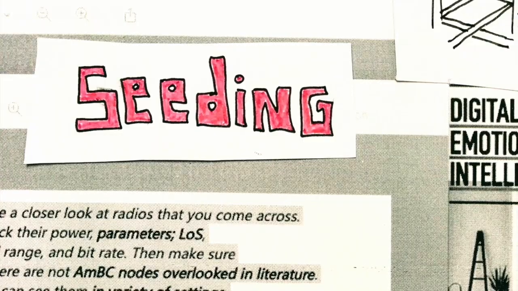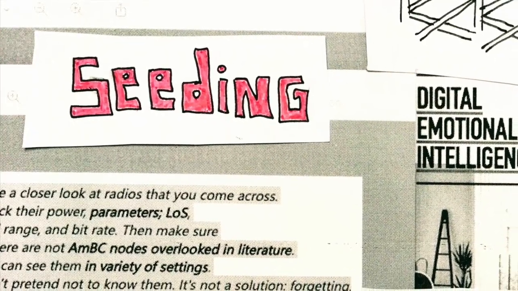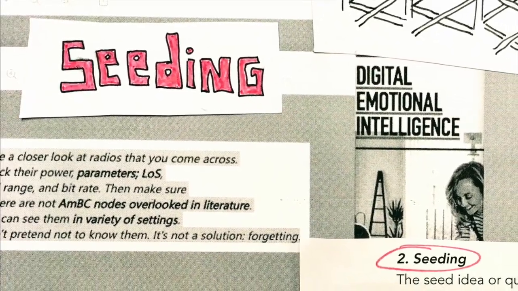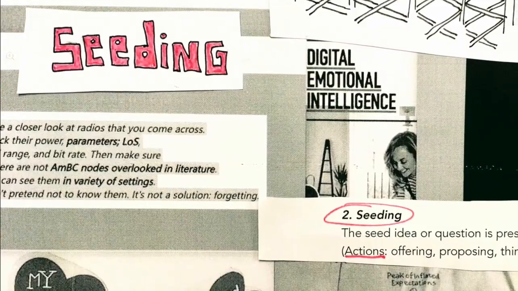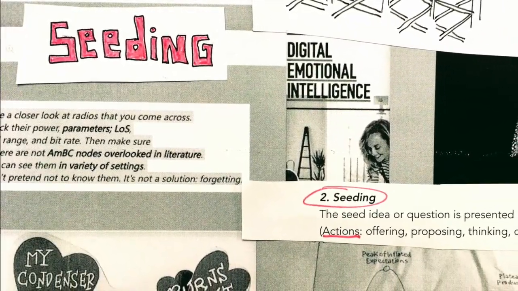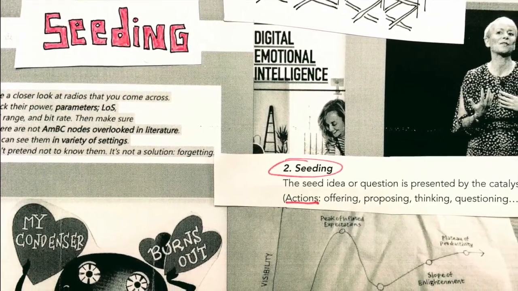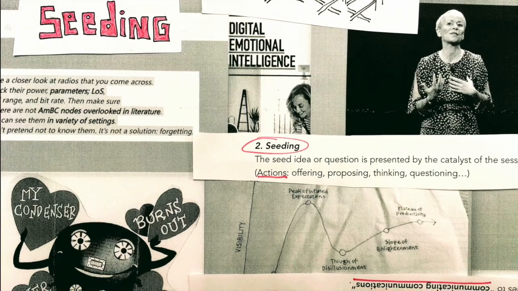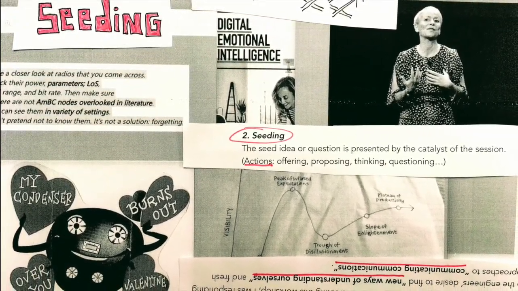The second phase is seeding. So this is where the seed idea or question or provocation is presented by the catalyst of the session. So the main actions here would be offering, proposing, thinking, questioning on the part of the catalyst. And then the rest of the group would be listening, watching, thinking, feeling.